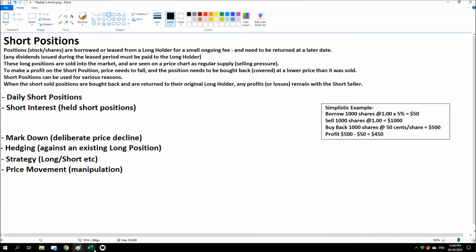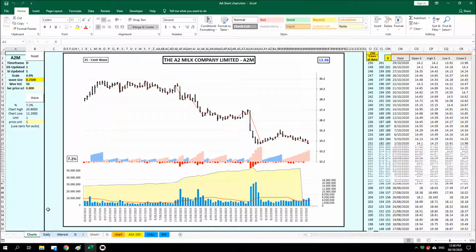Now we'll just quickly have a look. This is a daily price chart of A2 milk, and it shows the general bars as you would normally see. The hollow proportion of a bar is a gap. The red line is a price wave, which is variable and can be set. So that's a 25-cent price wave, and price needs to move 25 cents in the opposite direction for a new wave to complete or continue. So for instance, if I make it 50 cents, you can see the price has changed, the waves have changed. We'll go back to 25 cents.